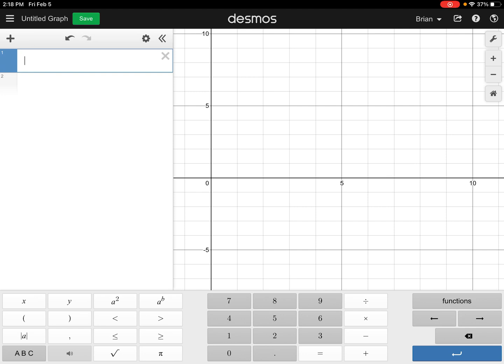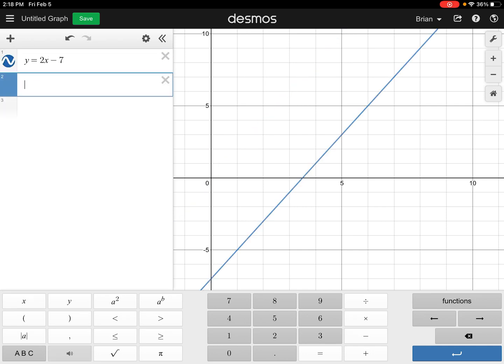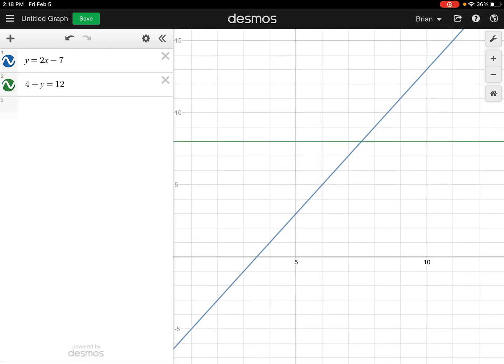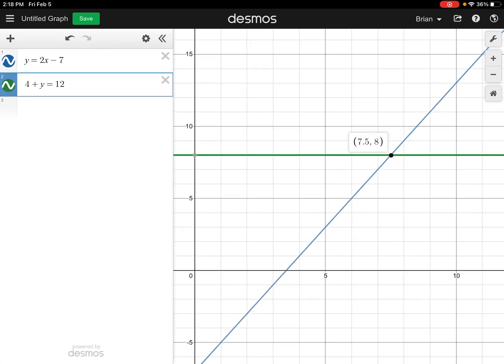All right, so y equals 2x minus 7 was one equation, and the other one was 4 plus y equals 12. See, my two lines cross right up here. They cross at 7.5 and 8. So it looks like my solution is correct.